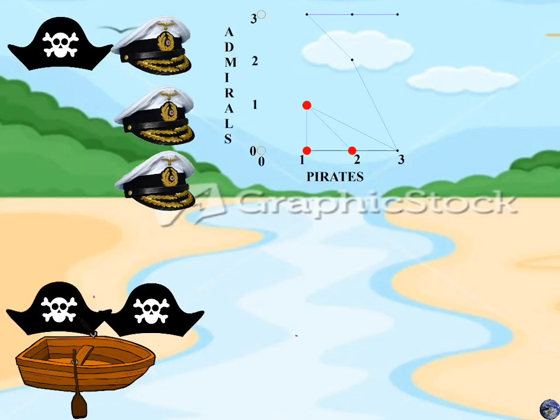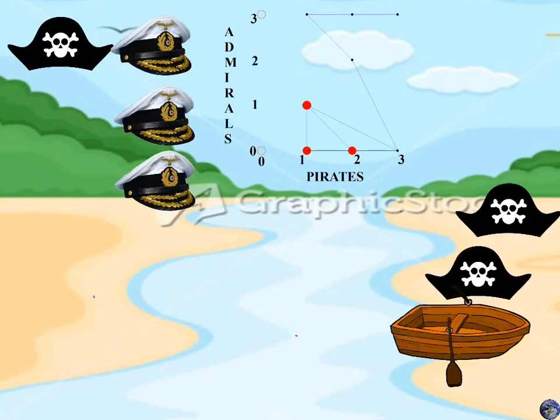So step 1, 2 pirates get into the boat. They sail to the other side, and notice that everything is still totally copacetic here. The pirates don't outnumber the admirals over here. There's no admirals over here. Everything's good. And then this 1 pirate is going to take the boat back.